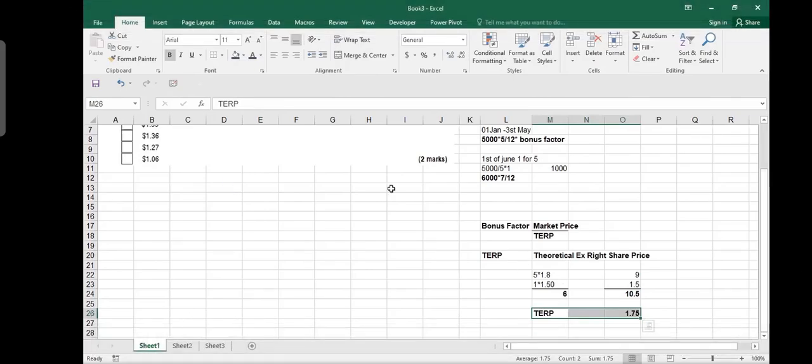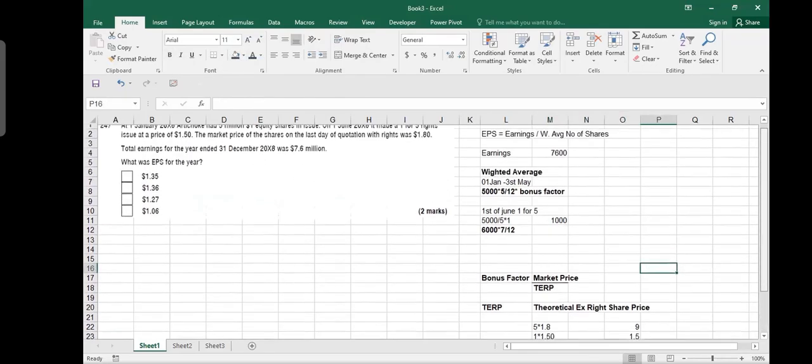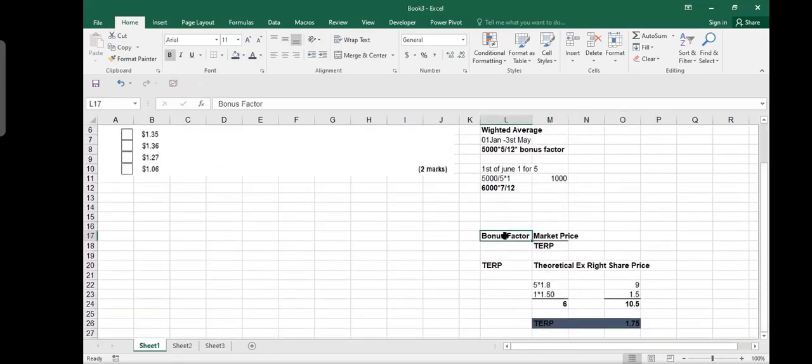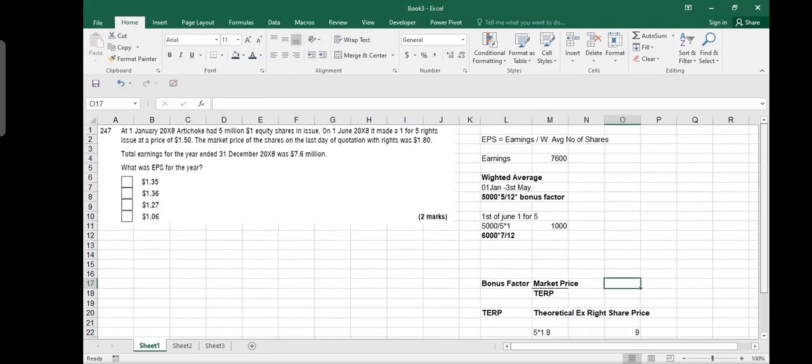This 1.75 we are going to use. Where are we going to use it? We have to calculate our bonus factor. What is the bonus factor? I'm going to explain later. Actually, I explained it in the EPS video, which, if you go back and watch, was a full 1 hour 47 minutes. We discussed it in detail. But for the bonus factor, what is the market price of the share now? 1.80. 1.80 is your market price, and your TERP is 1.75.